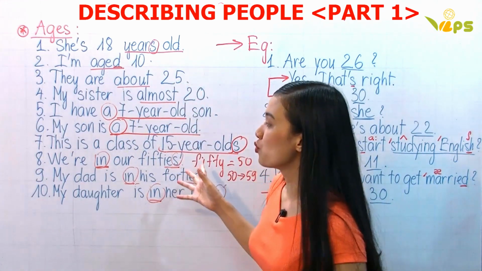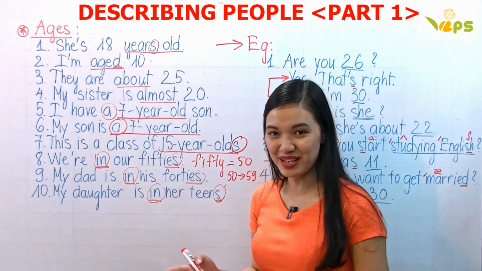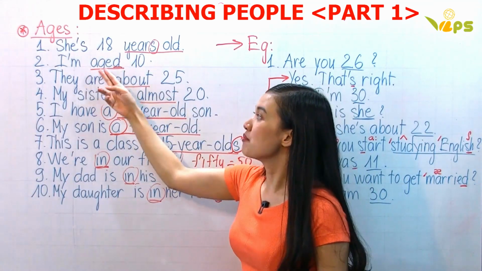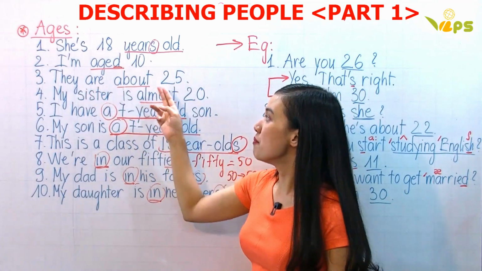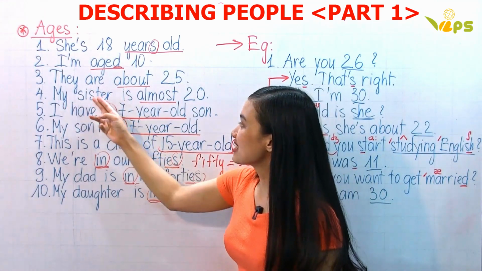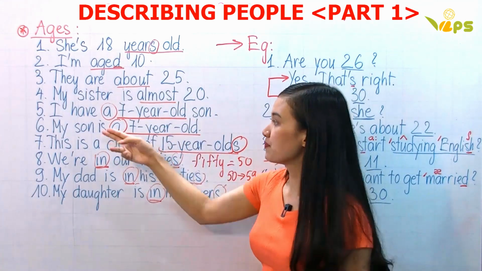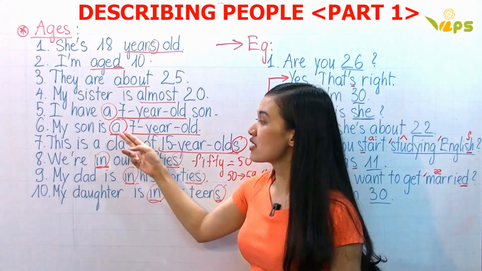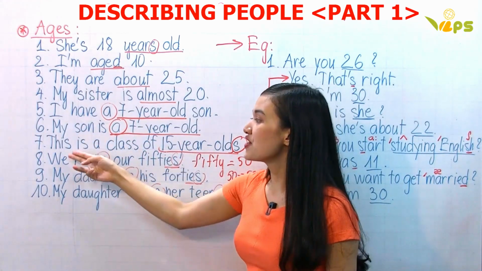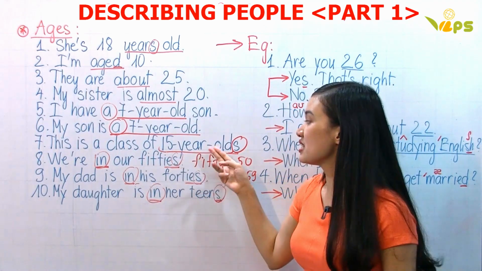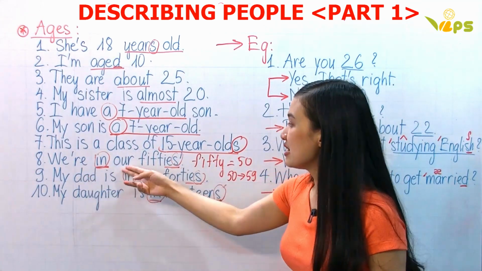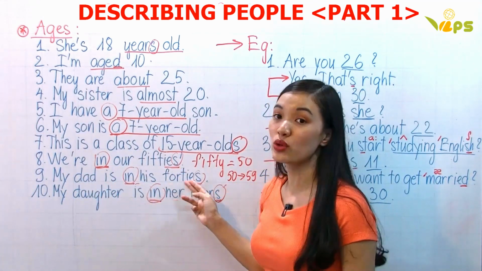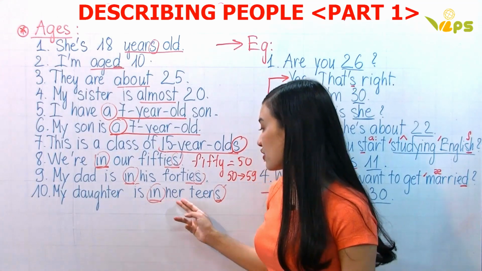So there are a lot of ways to describe about ages, right? Again, she's 18 years old. I'm aged 10. They're about 25. My sister is almost 20. I have a 7-year-old son. My son is a 7-year-old. This is a class of 50-year-olds. We're in our 50s. My dad is in his 40s. My daughter is in her teens.